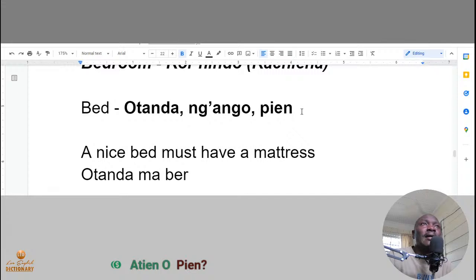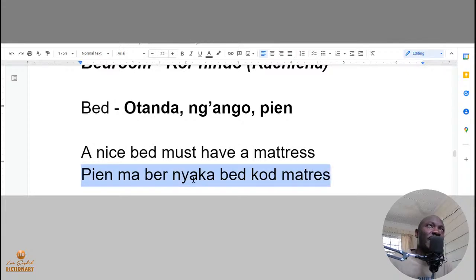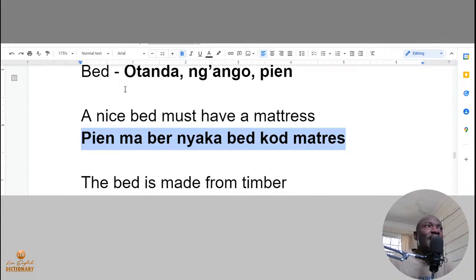Pien too. I was thinking that pien are the bedding, like the bed. Pien comes from the skin. And you know, we used to sleep on the skin. They used to skin the cow and then you could take that skin and use it as your bed. So, anyway, I think pien would do. Otanda would do. I'm going to look for the word ngango, where it is coming from, because I know there's something called ngango. Someone will let me know that. So let me use the word pien for the time being, because pien is acceptable. Pien maber, nyaka bed kod mattress. I don't think we have an equivalent for mattress yet. Pien maber, nyaka bed kod mattress.